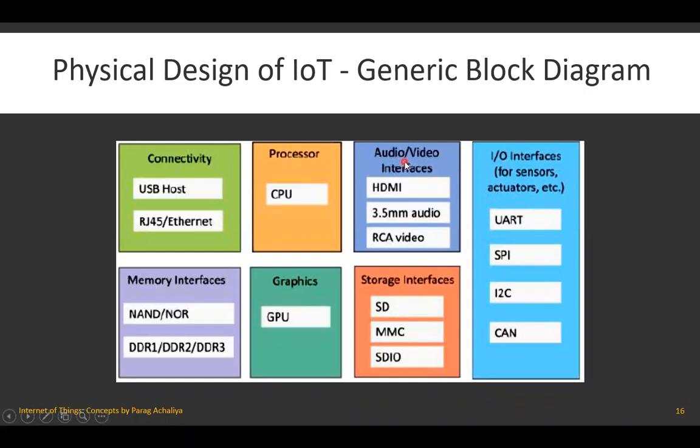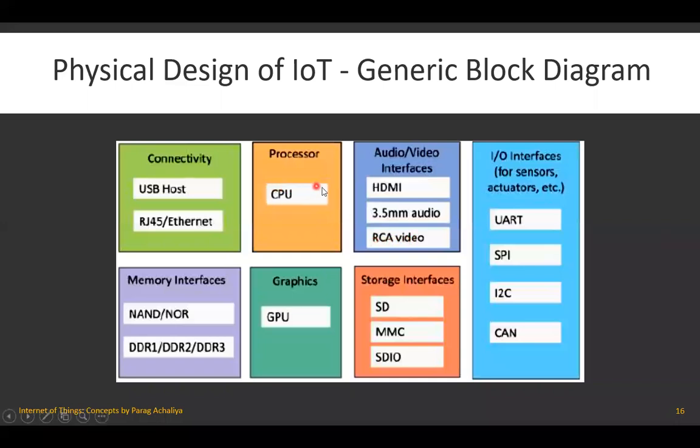Again, if you wish to connect your monitor, or some video display device, then it can be done with the help of your HDMI port. If you wish to connect a speaker to this IoT device, that can be done with the help of your 3.5 audio port or audio jack that is available physically on your IoT device. Again, if you wish to connect another video display to your IoT device, then it can be done with the help of this video port.